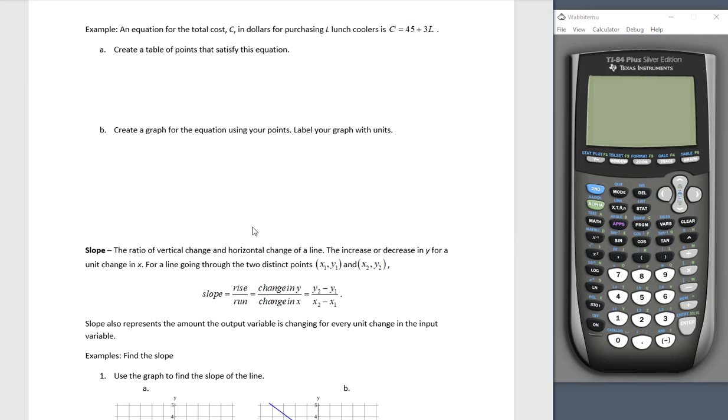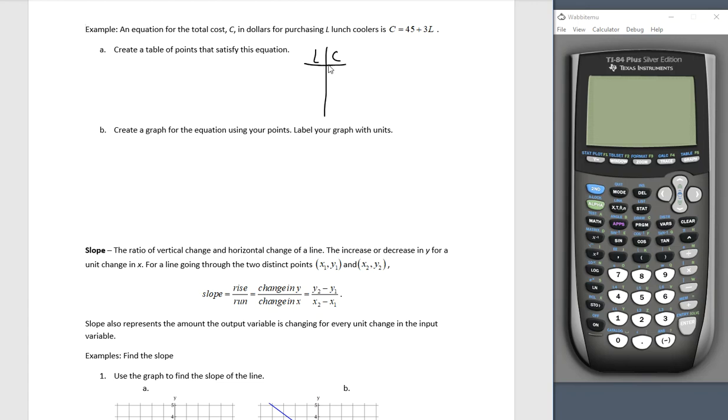All right, so let's look at some equations that we already have discussed if you watched the earlier videos. An equation for the total cost C in dollars for purchasing L lunch coolers is C equals 45 plus 3L. We want to create a table of points that satisfy this equation. So we'll have our input L and our output C.